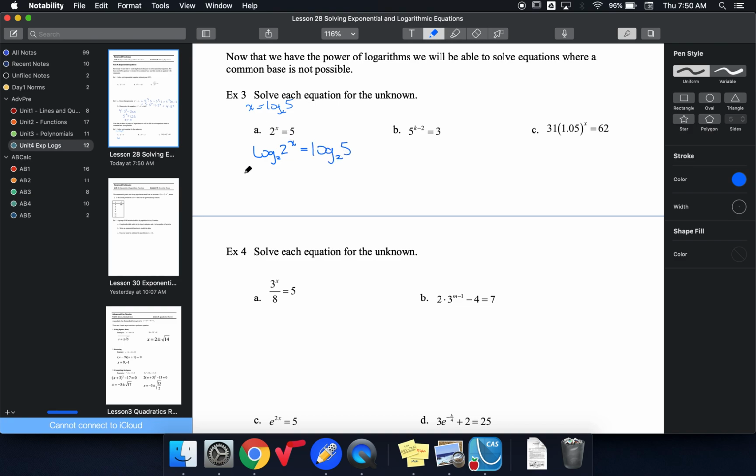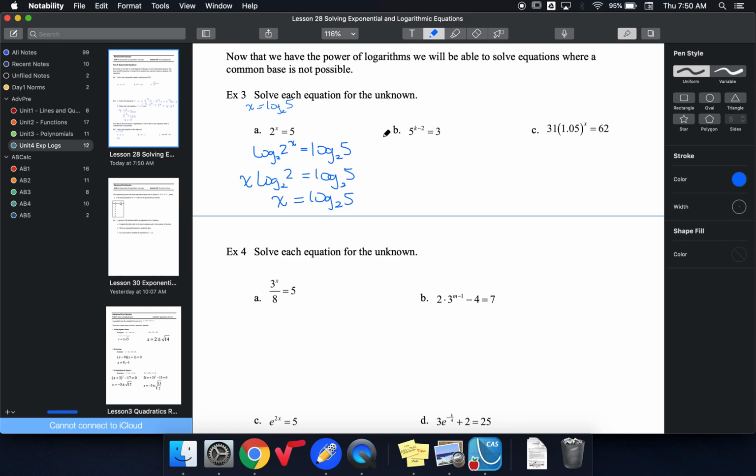So now this x comes in front, and I'm left with x log base 2 of 2 equals log base 2 of 5. But the reason I picked the base of 2 is because log base 2 of 2 is just 1. Remember, this is saying 2 to what power is 2? Well, it's just 1, so I'm left with x equals log base 2 of 5, which is what I had originally stated here.